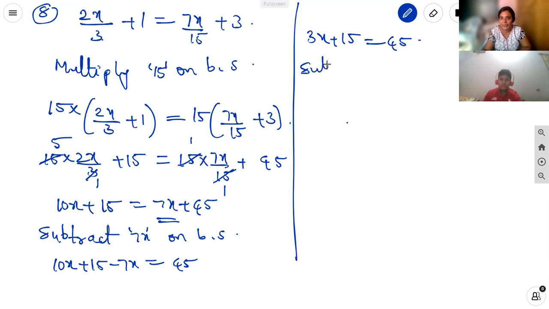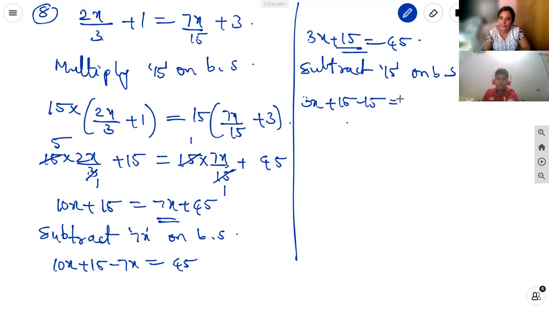Then subtract 15 on both sides. Why? Because the left hand side constant is 15. So 3x + 15 - 15 = 45 - 15. So 3x = 30.